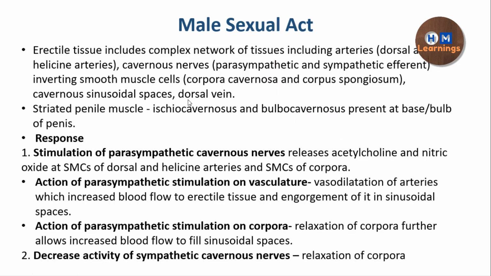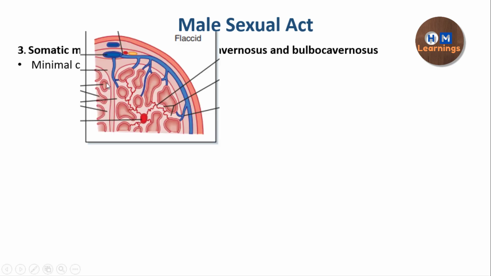Let me show you the diagram so that you can see this. This is showing one of the erectile bodies. Here you can see this is the dorsal vein, this is the dorsal artery, and this is the dorsal nerve. This is the central artery from which the helicine arteries arise. These are the large sinusoidal spaces into which it is emptying, and from these large sinusoidal spaces the dorsal vein branches arise and empty into the dorsal vein.